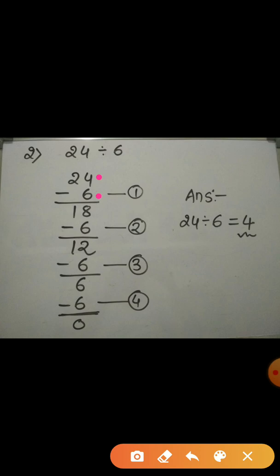Now 24 minus 6, 18. Again we subtract 6 from 18. Now 18 minus 6, 12. Again we subtract 6 from 12. 12 minus 6, 6. Again we subtract 6 from 6. Now 6 minus 6, 0.